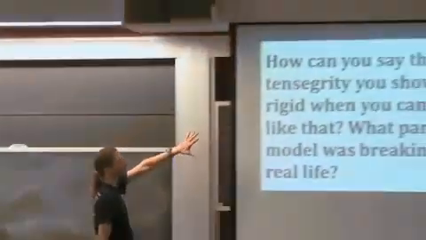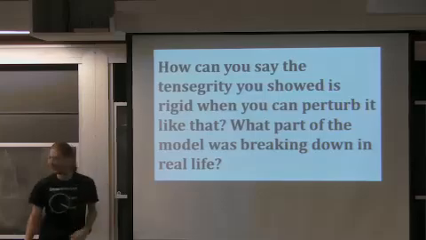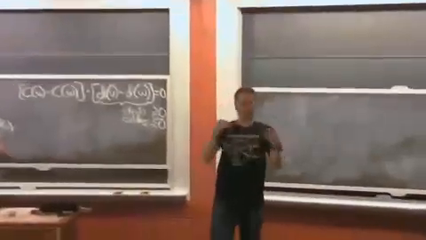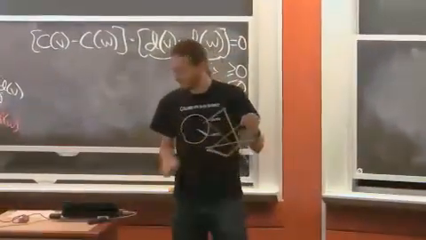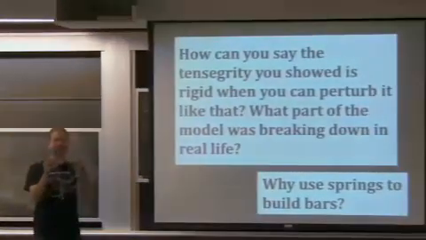Next, there were a couple of questions here. One is, how can you say the tensegrity you showed is rigid? Because you can flex it. This doesn't look very rigid. This guy here. It looks quite flexible. And then there was another question by someone else saying, why did you use springs to represent bars? And these are sort of the same question. This is flexible because the springs are flexible.